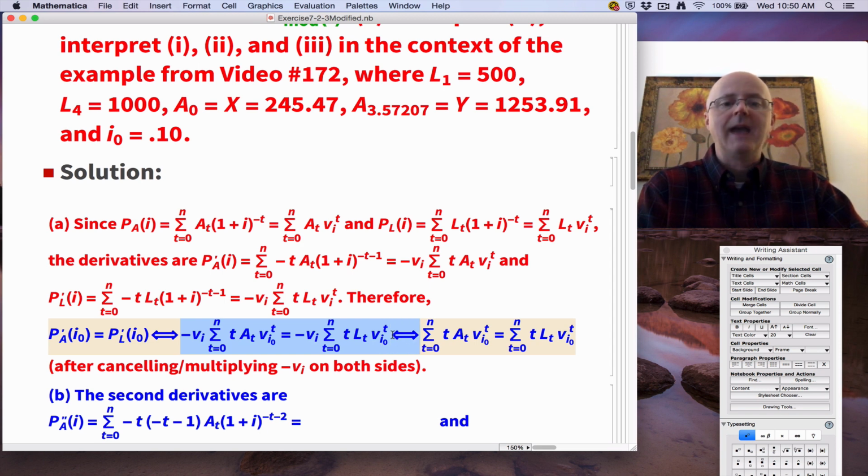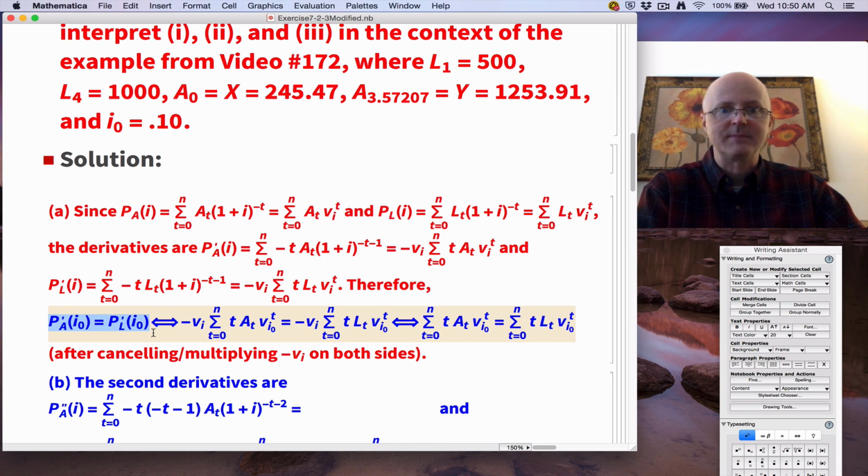And then get rid of the negative v_i's by canceling. Since v_i is not 0, we can cancel it on both sides and get this quantity right there. These are equivalences. They go back the other direction. You notice these arrows are two-directional. If this is true, we can multiply both sides by negative v_i and get this to be true. But because of the derivative calculations we did, that means this is true. Okay, so part A is relatively easy. That's good. Now it gets a bit tougher.